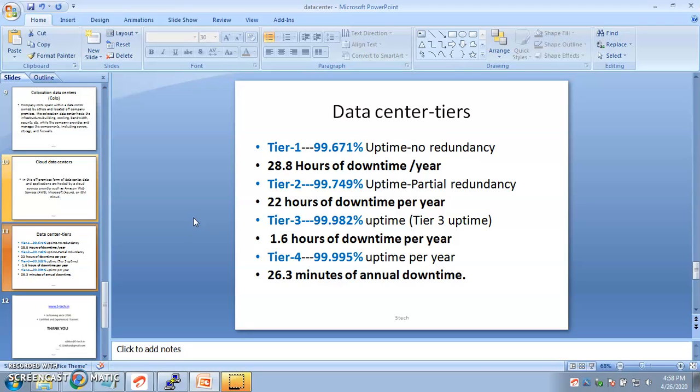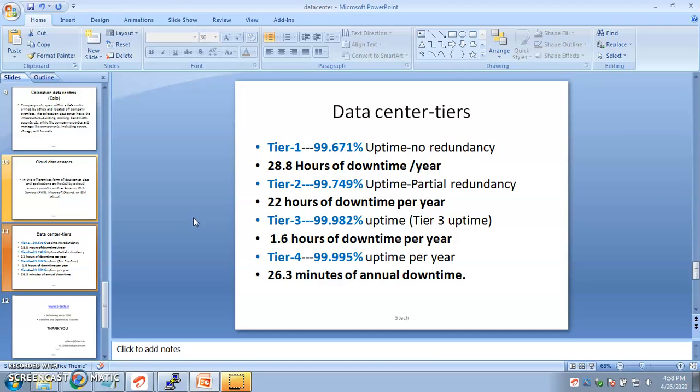Now tier 3, 99.982% uptime, where there are 1.6 hours of downtime per year. Next, most important, on which the cloud technology is catered, tier 4, that is 99.995% uptime per year, 26.3 minutes of annual downtime, because the data that it's piling up is copied in different places.